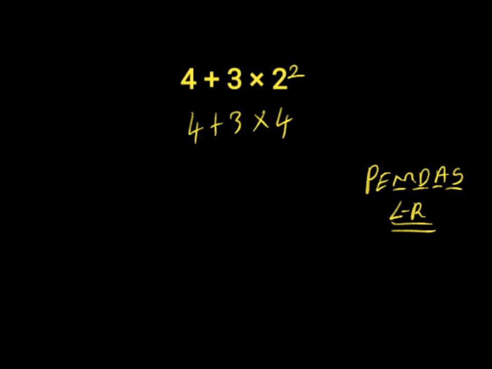3 times 4 will give us 12. Then we have 4 plus 12. 4 plus 12 is equal to 16. 16 is the right answer to this question.